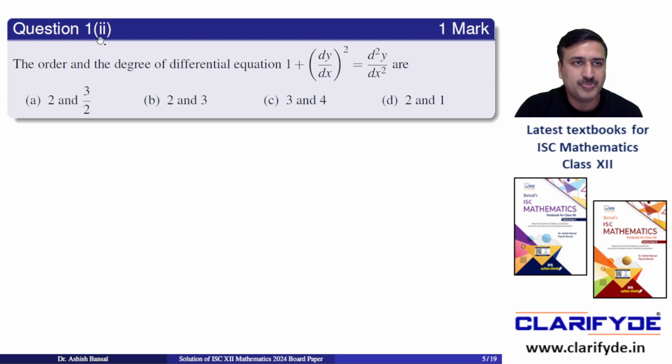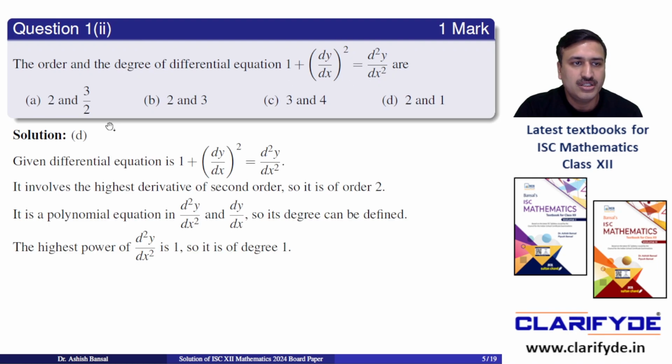Question number second part. In this question we have to find the order and degree of this given differential equation. If you look at this differential equation carefully, the highest order derivative is of second order. So the order of differential equation is 2. Also, this is a polynomial equation in second derivative and first derivative. So the degree of the differential equation can be defined. The highest power of the second order derivative is 1. So degree of the differential equation is 1. So option D is correct.